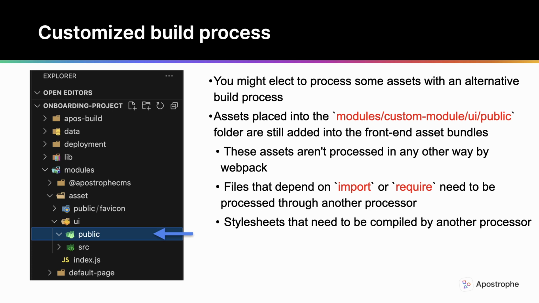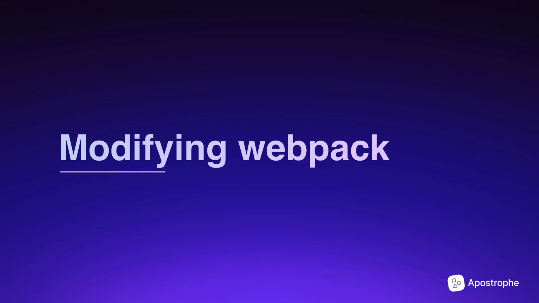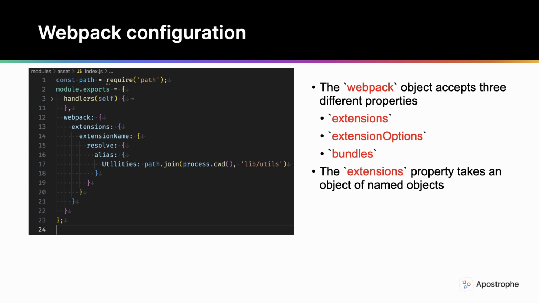Any files that depend on import or require or style sheets that need a preprocessor must be put through a build process before they are added into this folder. There are cases where your project may use a different CSS preprocessor or need to use file types that the standard Apostrophe Webpack process doesn't support. You can modify the configuration of the process through the top-level Webpack property from any project module.